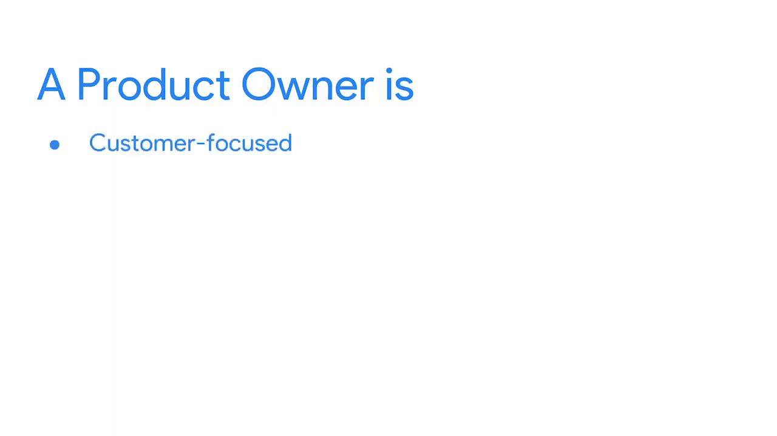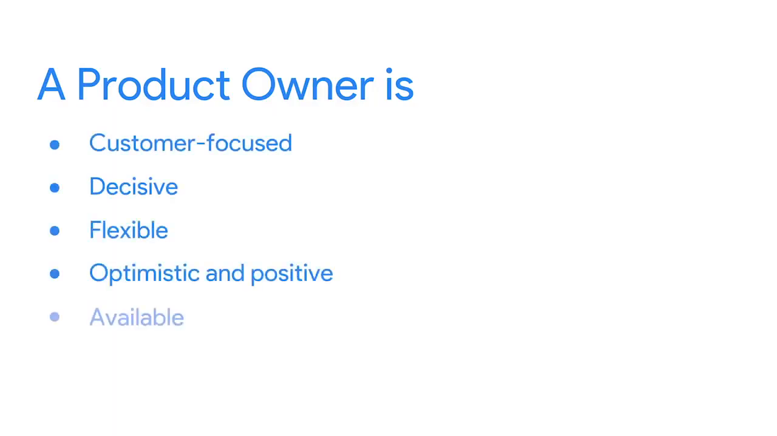So to recap, we discussed that a product owner acts as the voice of the customer and is customer-focused, decisive, flexible, optimistic, available, and collaborative. Next up, we'll discuss the role and traits of the development team.